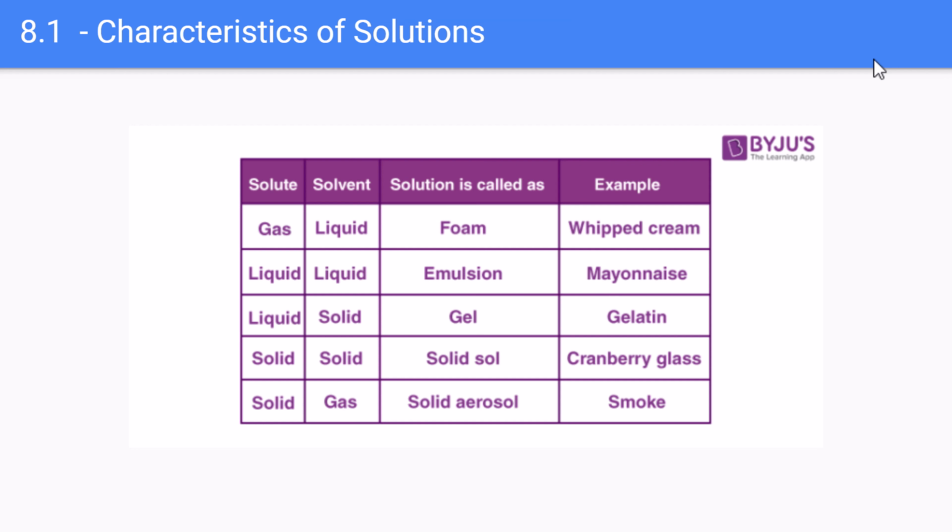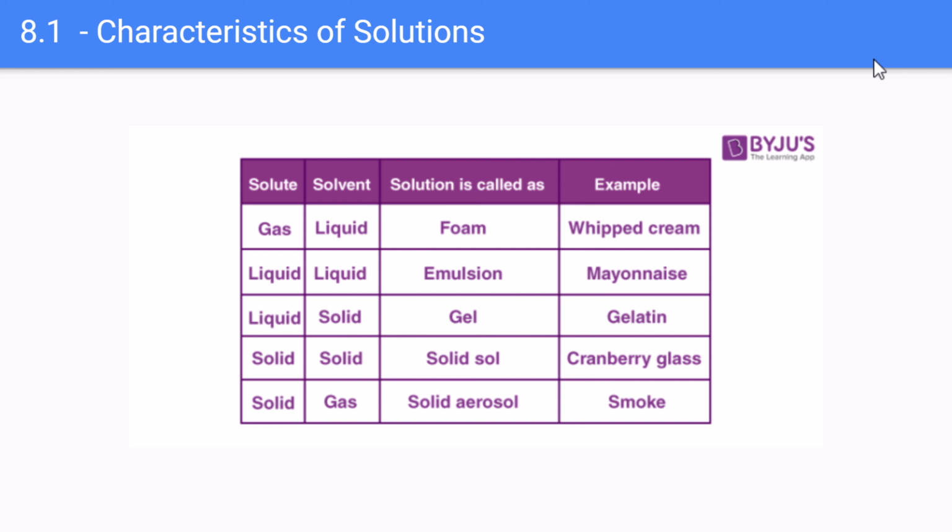I also want you to keep in mind that solutions do not necessarily just come in liquid form. You can combine a variety of different states of matter to get a variety of different solutions, and these solutions have different names. For example, if I were to take gas and combine it with a liquid, I get something that is called foam. Liquids and liquids form emulsions, liquids and solids, gels, and so on as you work your way down here. But I just want you to understand that solutions are not just liquids.